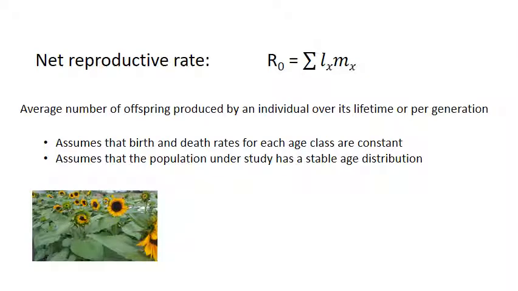So the first thing we're going to model for this population is net reproductive rate. So net reproductive rate is the average number of offspring produced by an individual over its lifetime or per generation. So these models are really useful, but they are limited by certain assumptions, as all models are. But in this case, the model assumes that birth and death rates for each age class are constant. It also assumes that the population under study has a stable age distribution. So obviously, if the age distribution is varying wildly, then these estimates that we make of net reproductive rate are only going to be relevant very briefly.